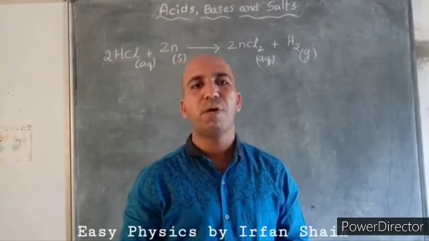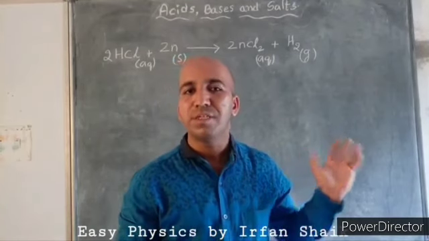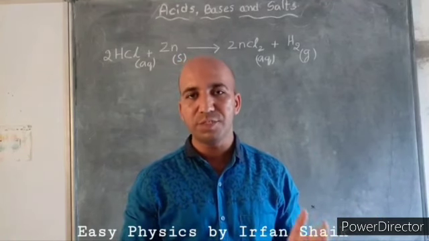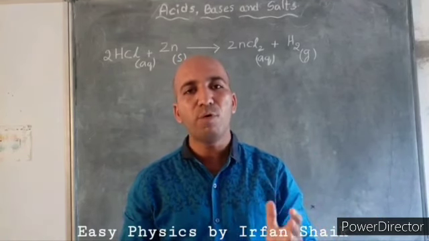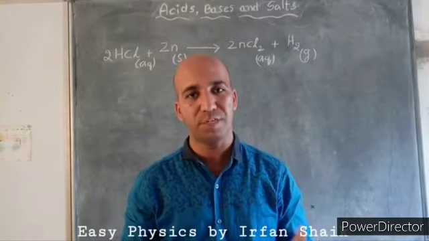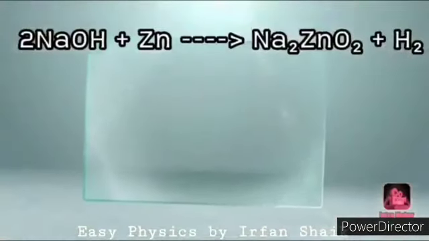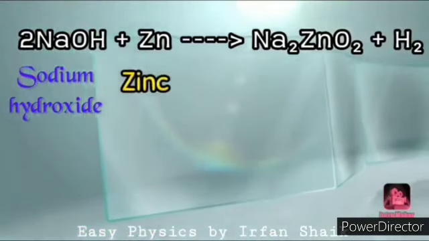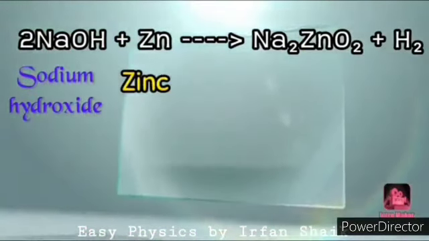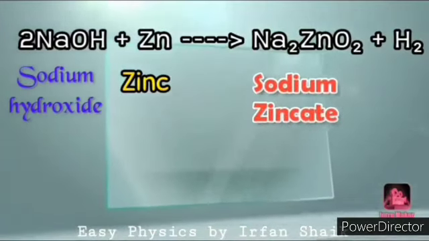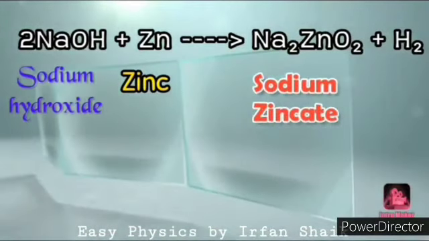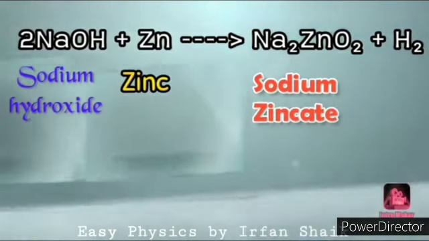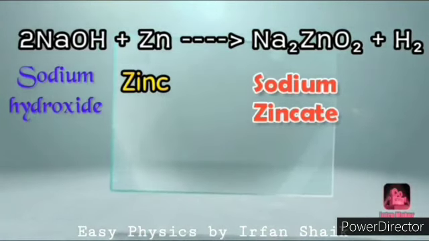One more important point to remember is that this is an exothermic chemical reaction. That means in this reaction some amount of heat energy will be released. In the same way, when a base reacts with a metal, it also releases hydrogen gas. Here we have taken sodium hydroxide and it is reacting with zinc to form sodium zincate and to liberate hydrogen gas.